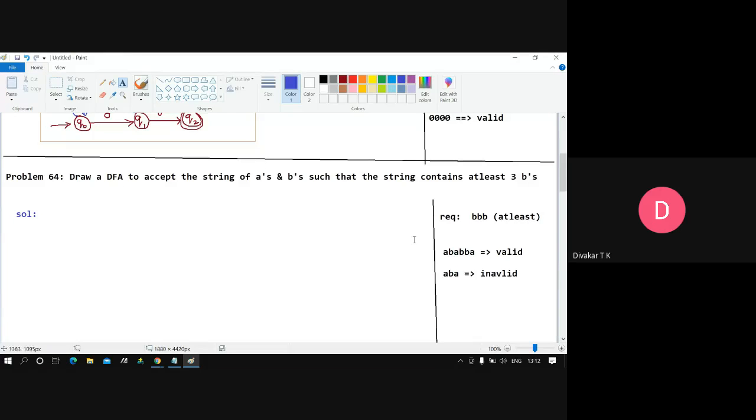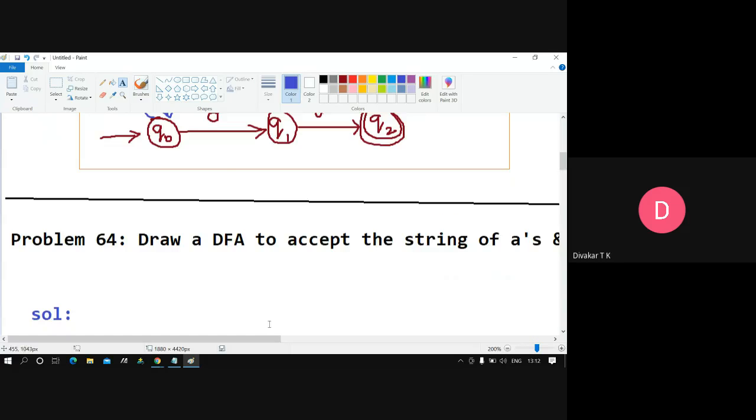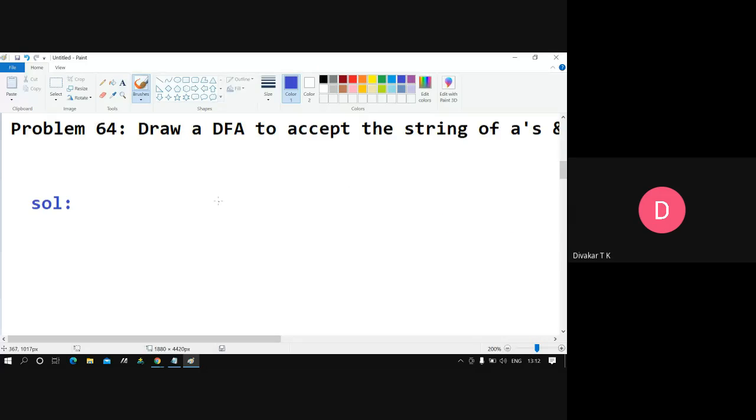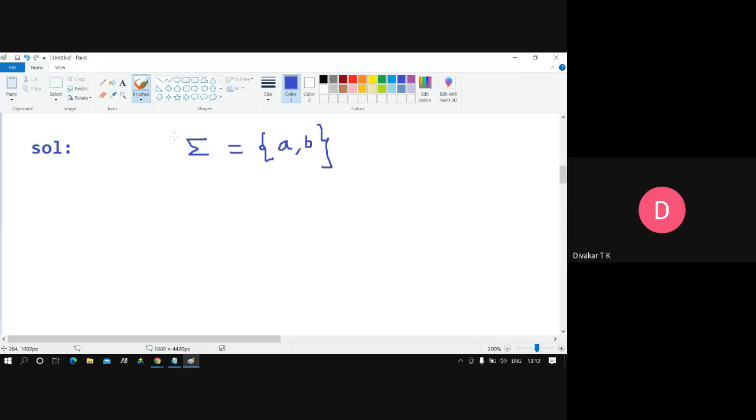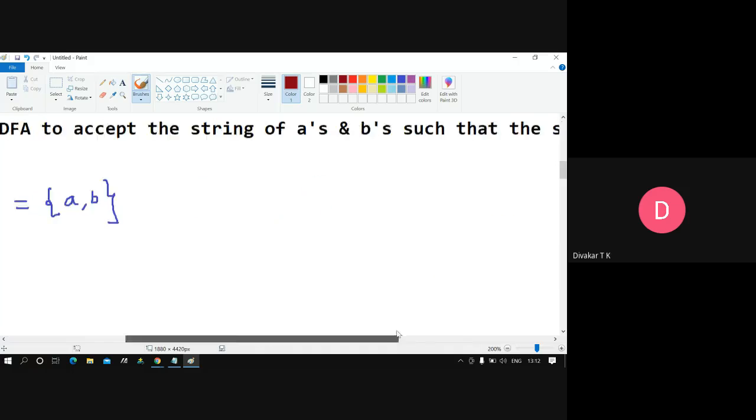In the solution part, so now I'll take the brush here. This is sigma. Always for the alphabet we are supposed to write sigma. Then what are the symbols here? A comma B. So sigma is equal to A comma B. Now I'm trying to write a DFA diagram for this respective problem number 64.